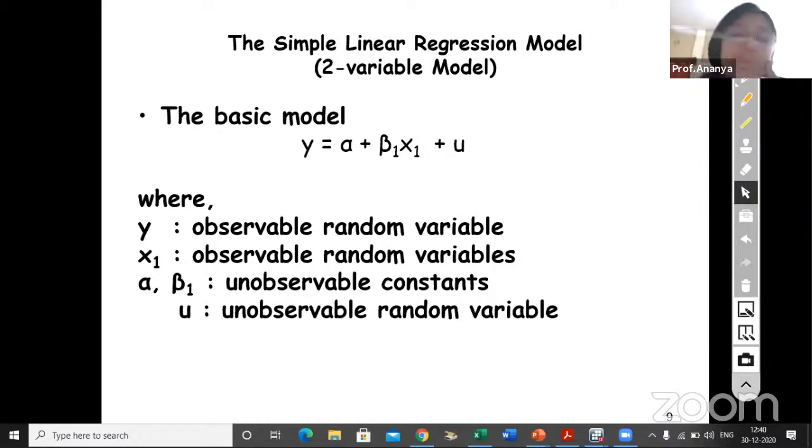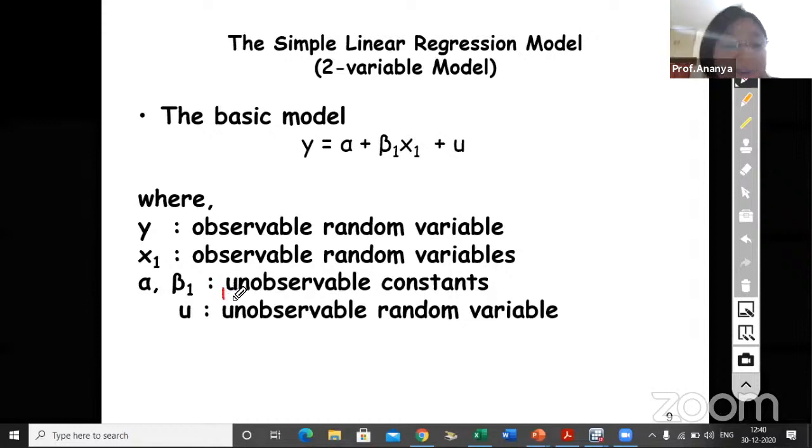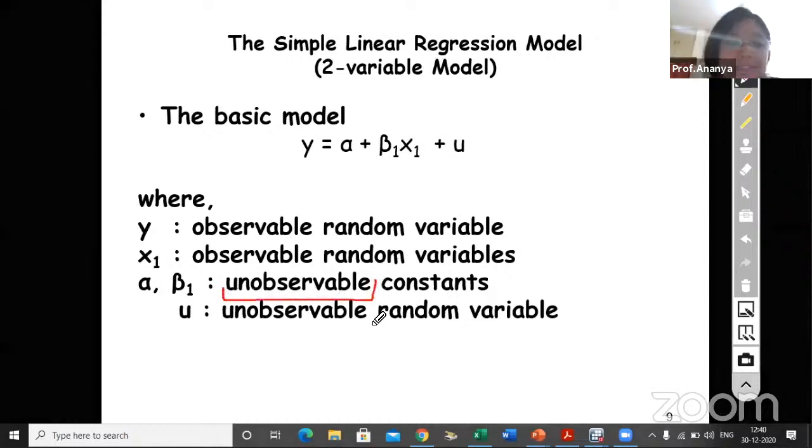So the slope and the intercept, alpha and beta 1, are essentially unobservable constants. They're not sitting somewhere where we can observe them. They're unobservable, which is why they have to be estimated with some data you can observe. You can observe y, you can observe x, and you're going to use the data on y and x to actually estimate alpha and beta 1.